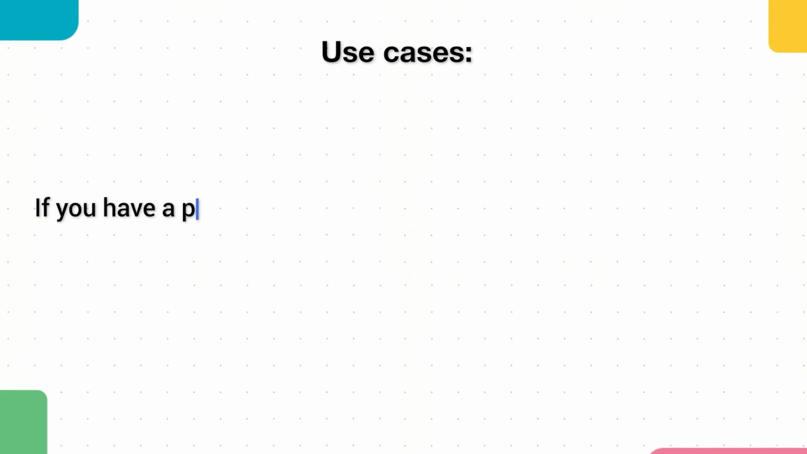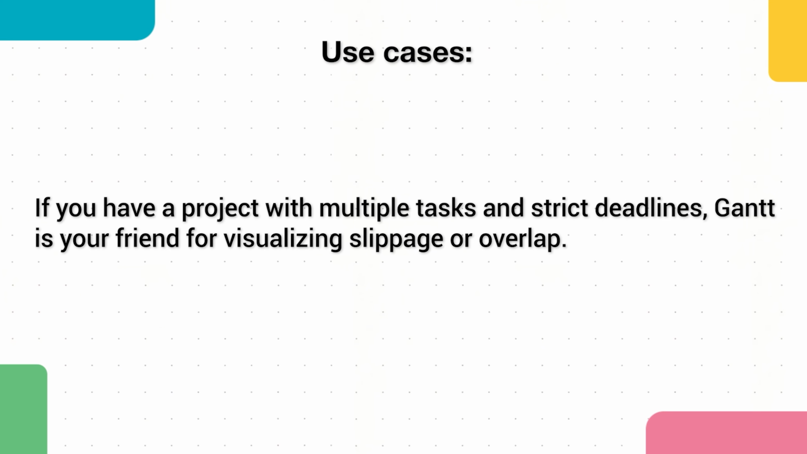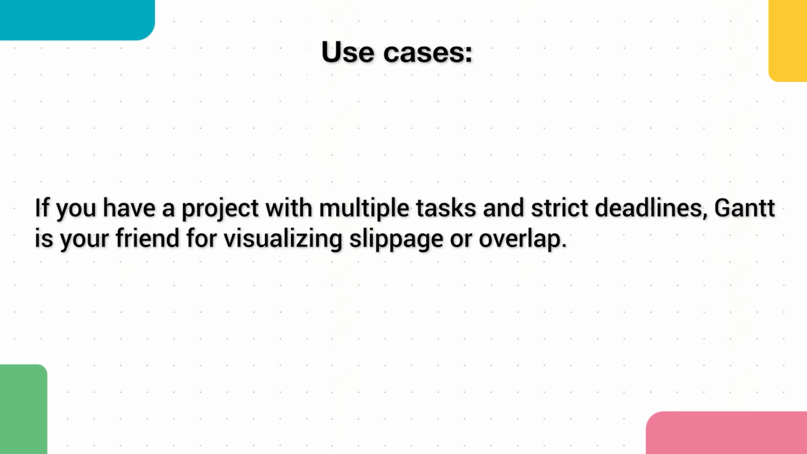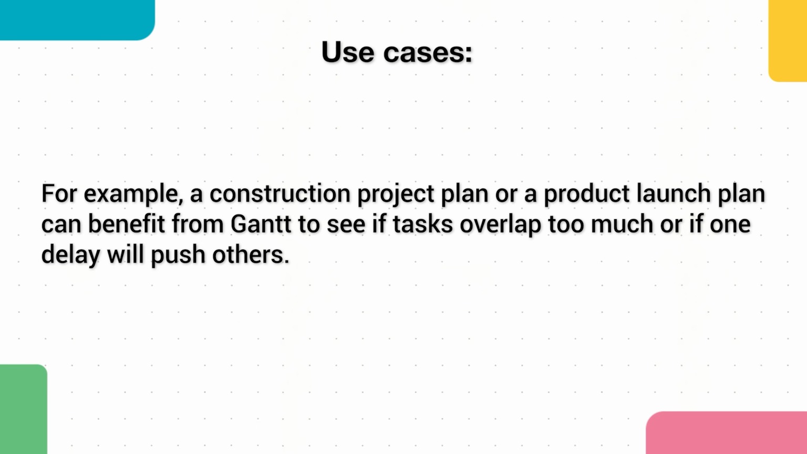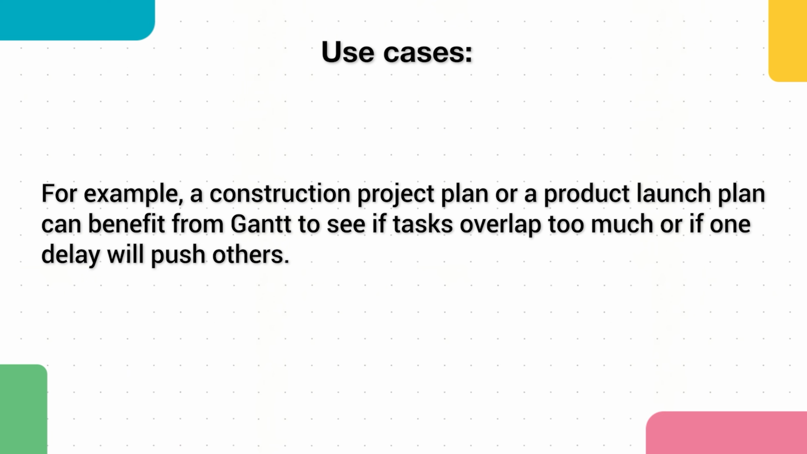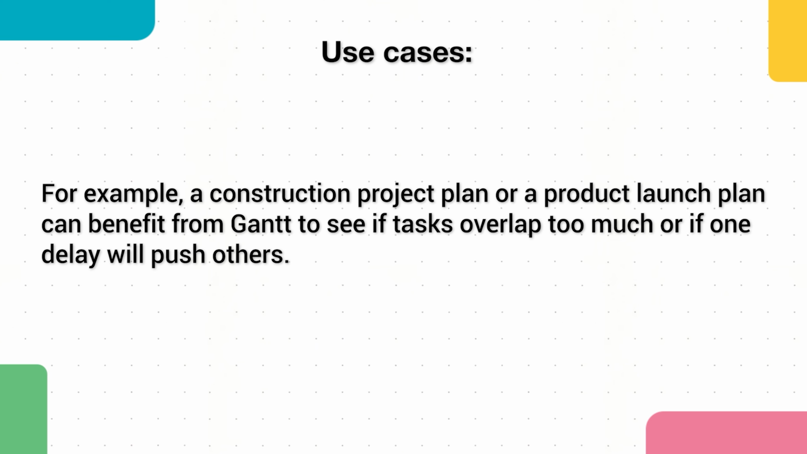Use cases. If you have a project with multiple tasks and strict deadlines, Gantt is your friend for visualizing slippage or overlap. For example, a construction project plan or a product launch plan can benefit from Gantt to see if tasks overlap too much or if one delay will push others.